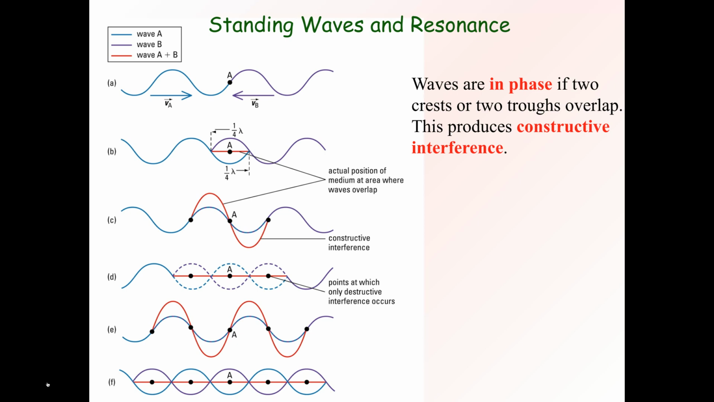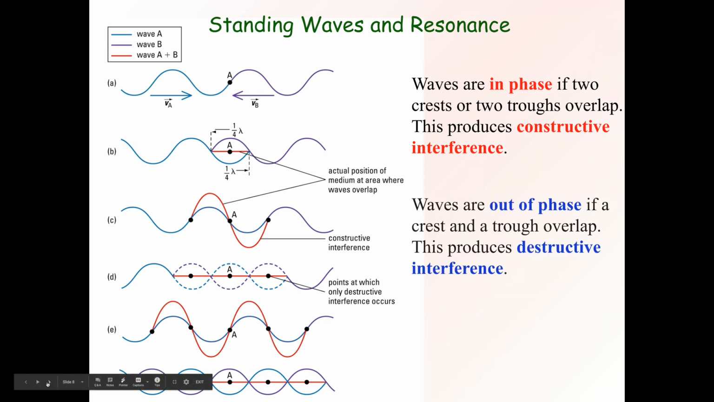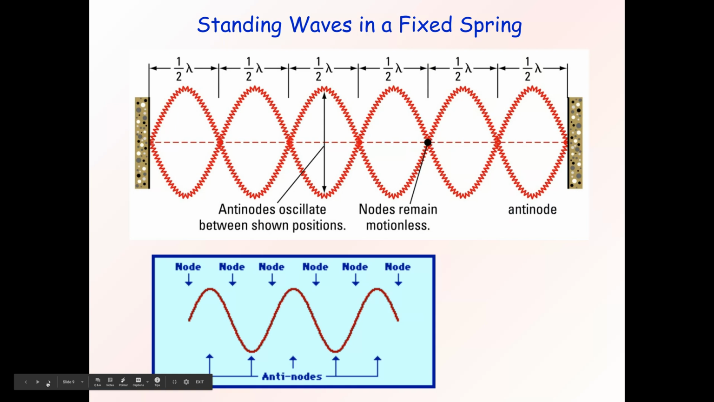So waves are in phase if two crests or two troughs overlap. This produces constructive interference. They're out of phase if the crest and trough overlap, and this produces destructive interference. Okay, standing waves in a fixed spring.